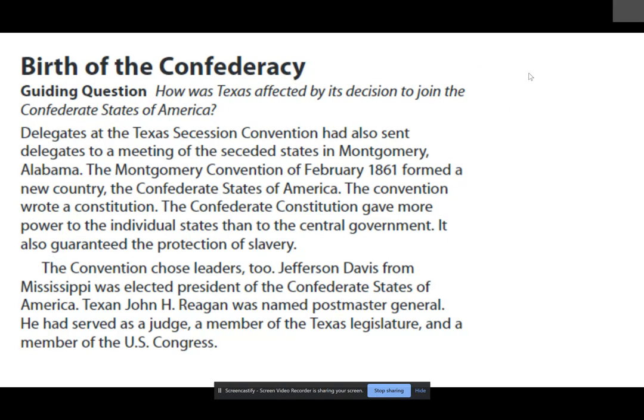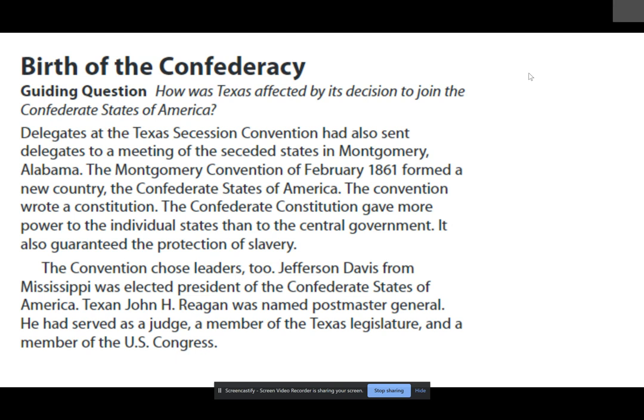Birth of the Confederacy. Guiding question: How was Texas affected by its decision to join the Confederate States of America? Delegates at the Texas Secession Convention had also sent delegates to a meeting of the seceded states in Montgomery, Alabama. The Montgomery Convention of February 1861 formed a new country, the Confederate States of America. The convention wrote a constitution. The Confederate Constitution gave more power to the individual states than to the central government. It also guaranteed the protection of slavery.